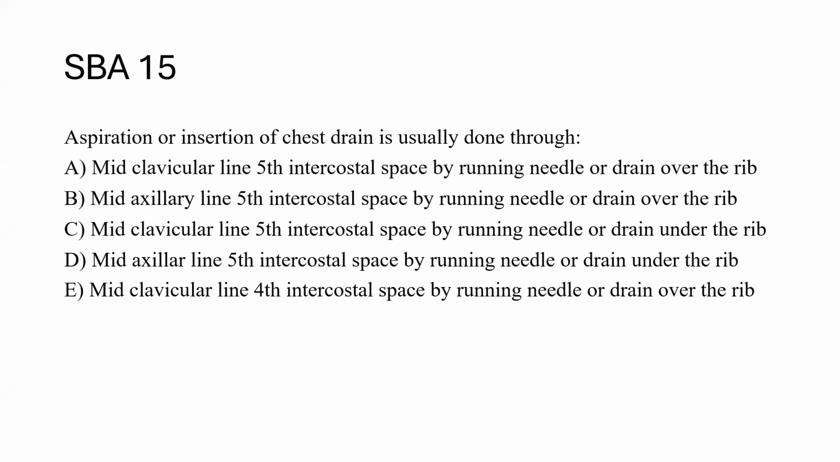Why are we going over the rib and why are we going under the rib? Neurovascular specific. So where are the vessels? Vessels are running under the rib, near the lower border of the rib. So we have to go over the upper border to be safe, and drain over the rib. B is the correct answer.